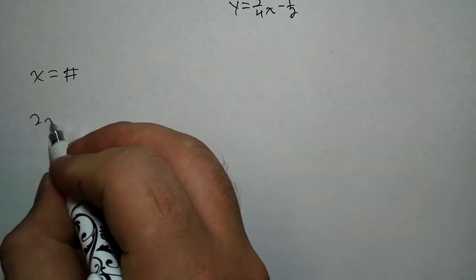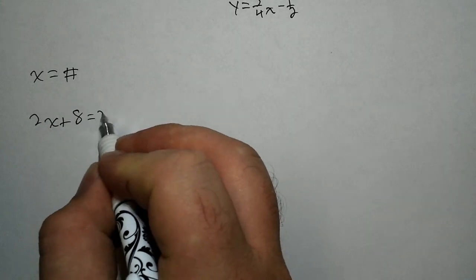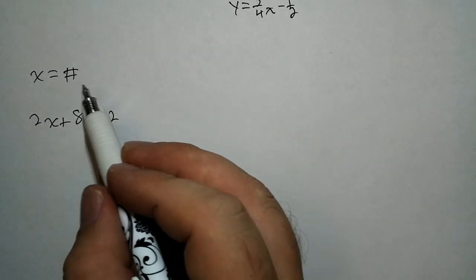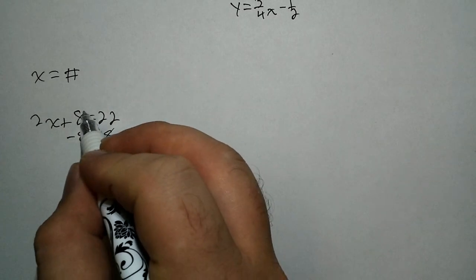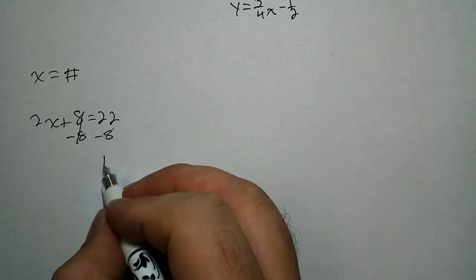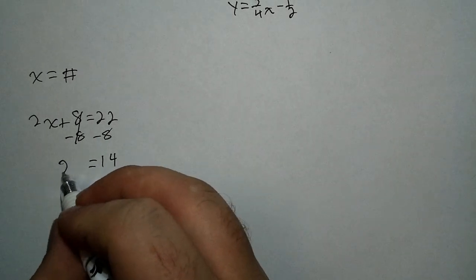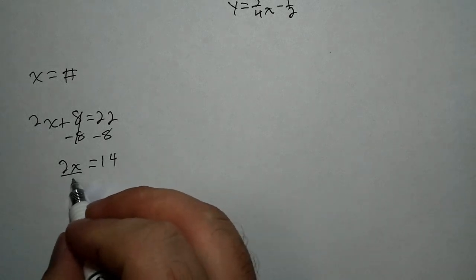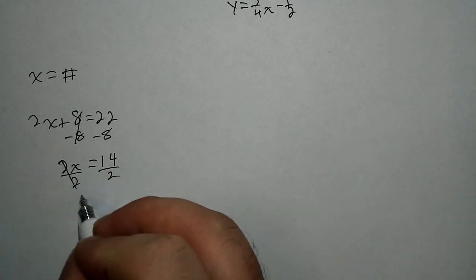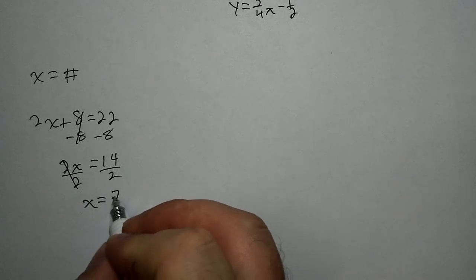So let's take 2x plus 8 equals 22. Well, my numbers are not on the other side, so subtract 8. Those cancel. 22 minus 8 is 14. We get 2 times x equals 14. Well, that's 2 times x, so we're going to divide by 2 to cancel out that times 2. We get x is equal to 7.